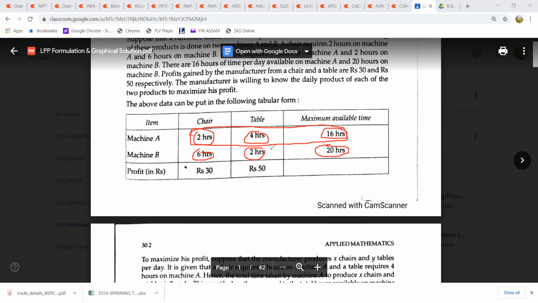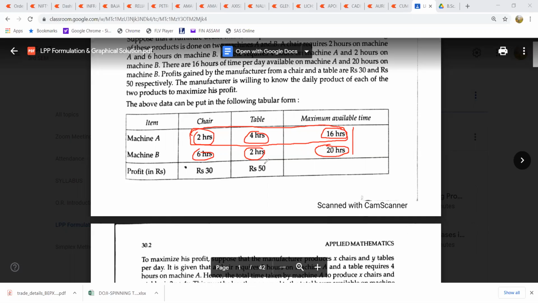So using that condition, both machine A and machine B can run more. Machine A can run up to a maximum of 16 hours, and machine B can run up to 20 hours. So using this constraint, we need to maximize the profit. That means the company will manufacture how many chairs and how many tables so that the profit becomes maximum. That was the condition. So how many chairs and how many tables?